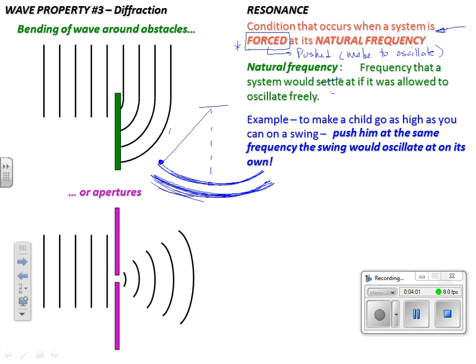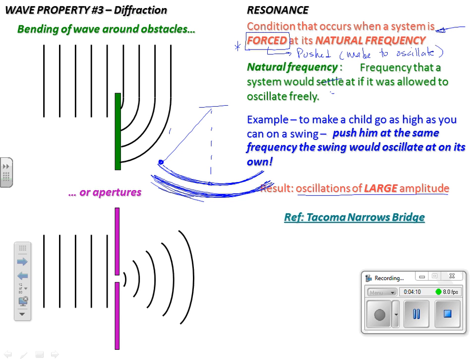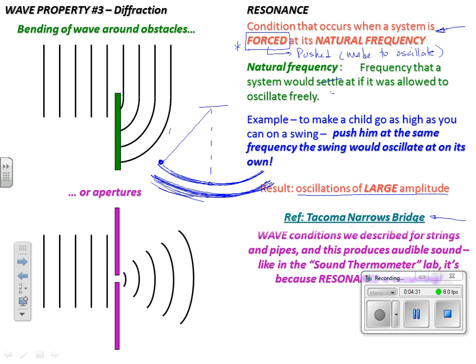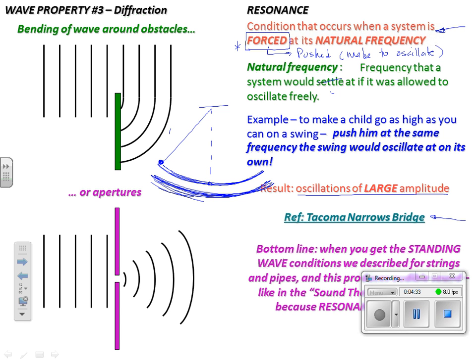The result, right? What happens when we make a system resonate? Well, the result is always oscillations of large amplitude, right? The kid goes really high in the air. You can get some craziness like this. I'd like you to Google that, YouTube that, the Tacoma Narrows Bridge. It'll knock your socks off. Okay? The bottom line.